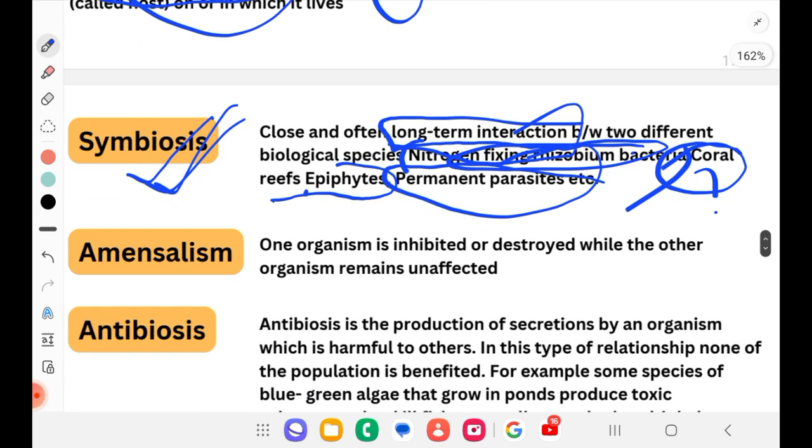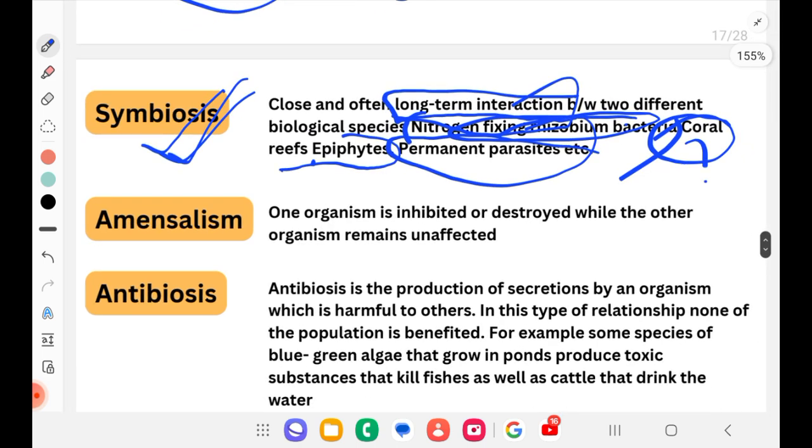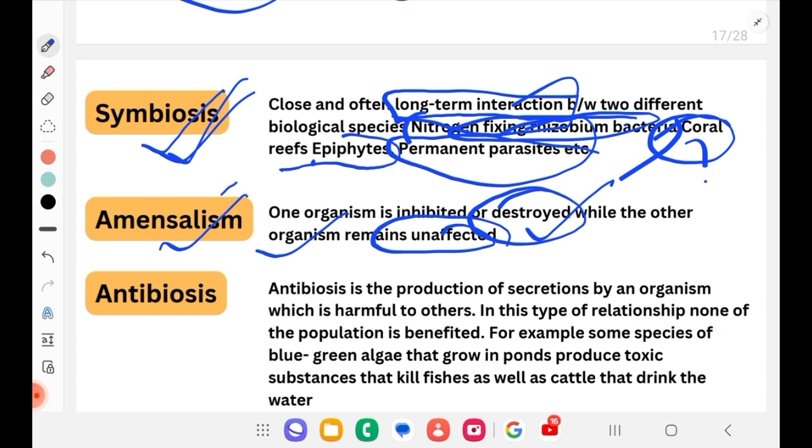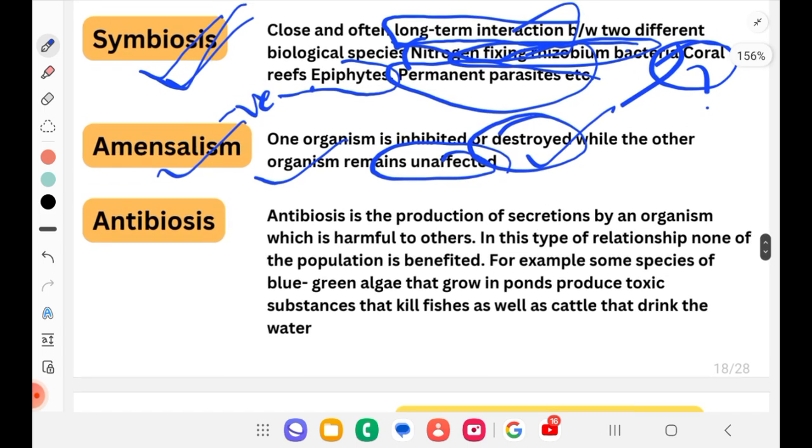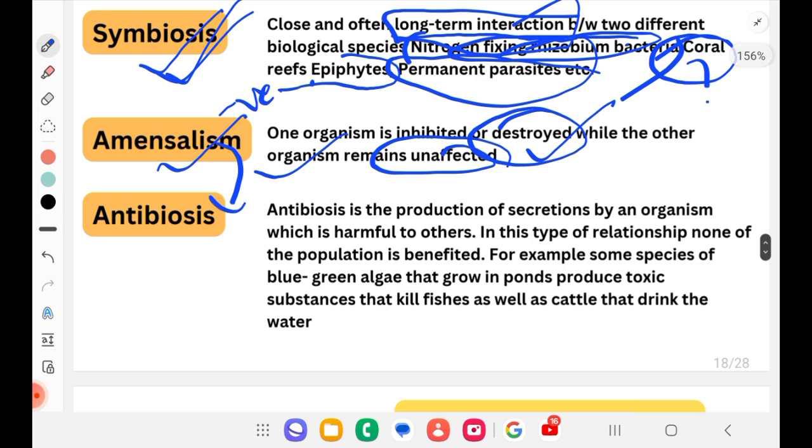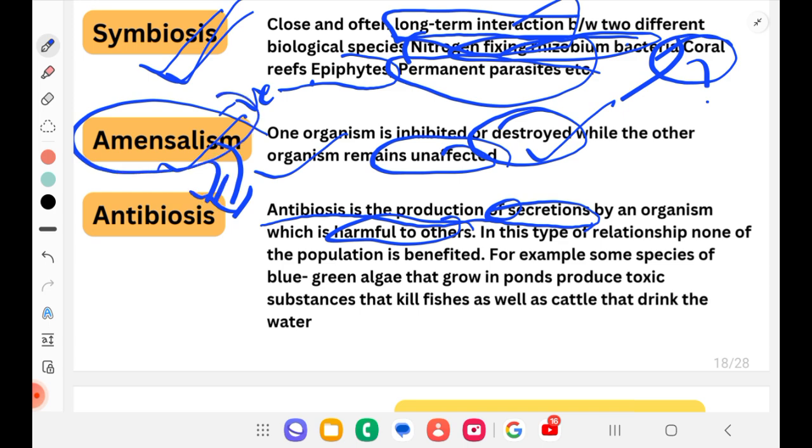Then we have amensalism. I already discussed, it is not getting benefited, but the other organism is getting destroyed. That is called amensalism. It is an example of negative interaction, okay. One such example is antibiosis, okay. Antibiosis is the production or secretion by an organism of something harmful to others, and it is also not getting any benefit out of it. So that is called commensalism. That example is antibiosis. Okay.